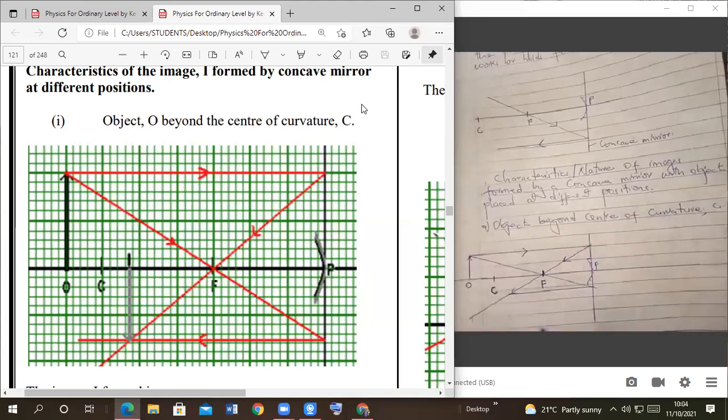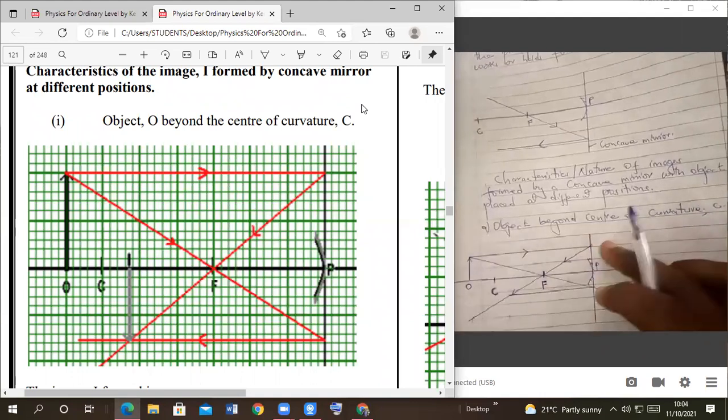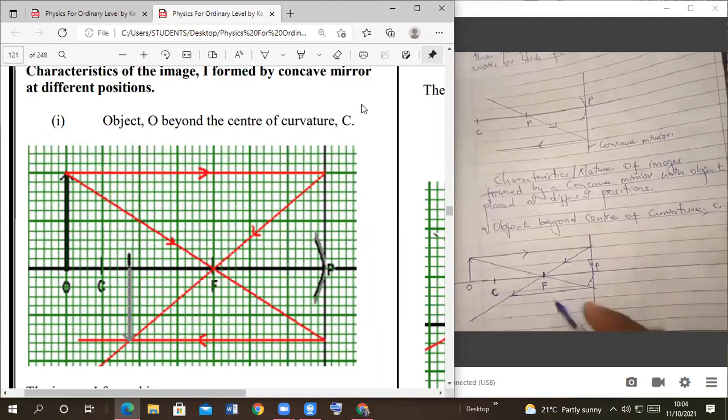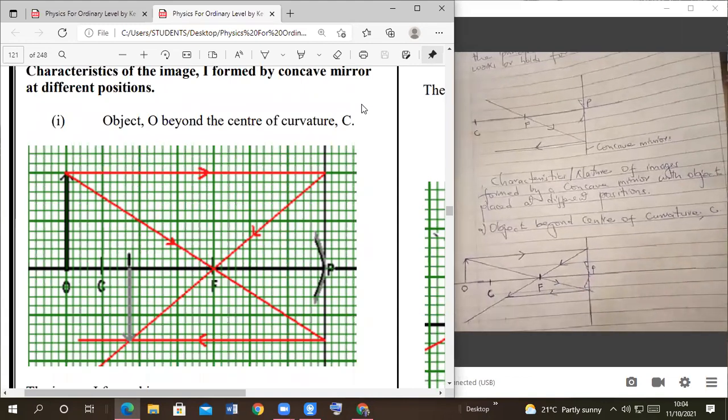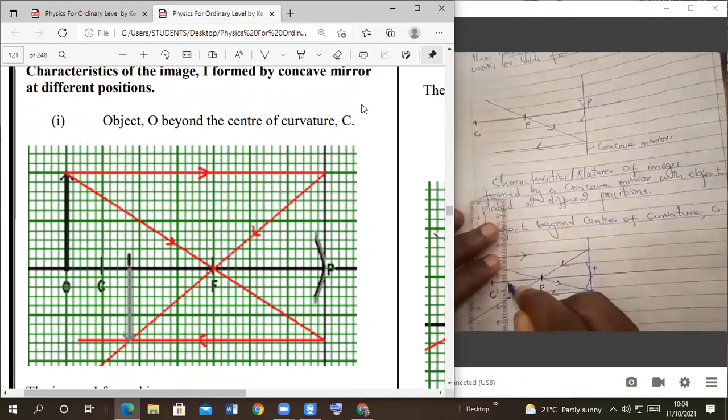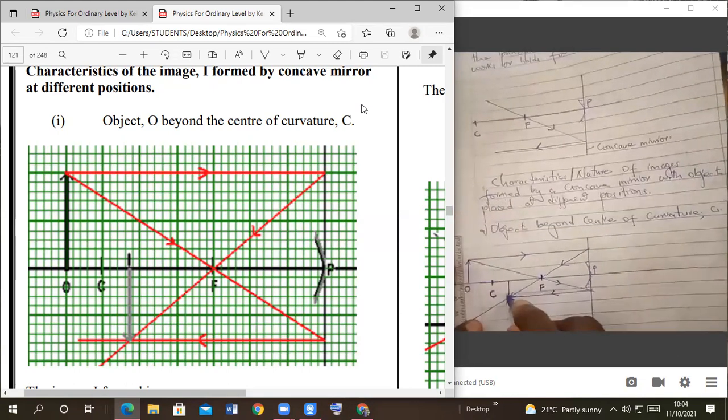Yes, there we go. So where the 2 reflected rays are meeting, that will be where the image is going to be formed. So which means our image will be formed here. And it's inverted. So this is our image I.